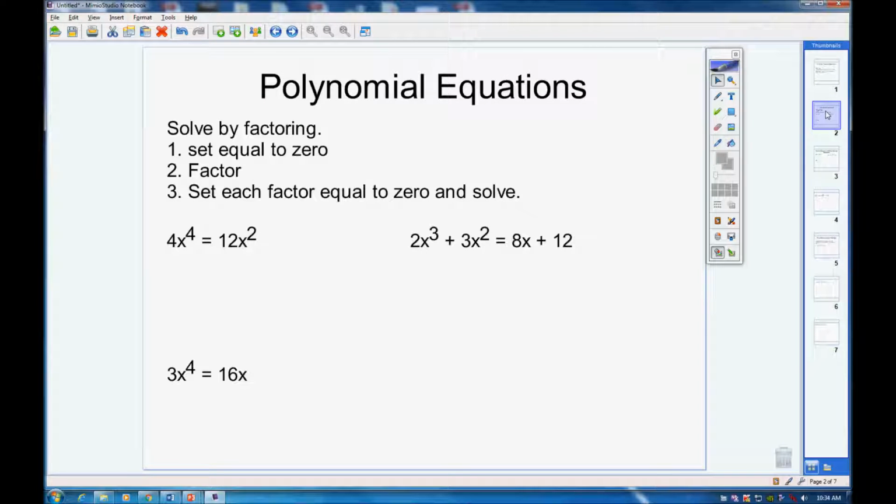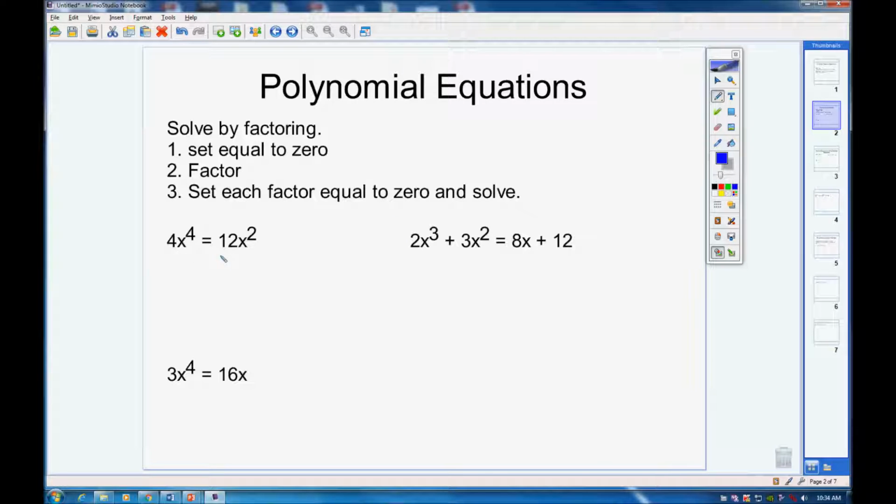We have done solving by factoring before with quadratics. It's going to look a little different now because now we're going to have powers higher than x squared. So our steps are to set each equal to 0, so we're going to have to get everything on the same side, factor the left side, and then set each factor we get equal to 0 to solve.